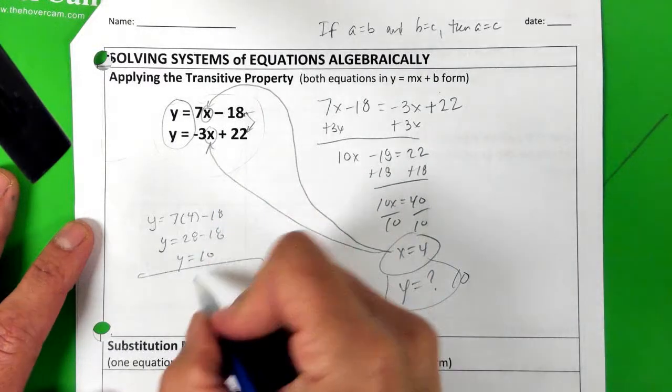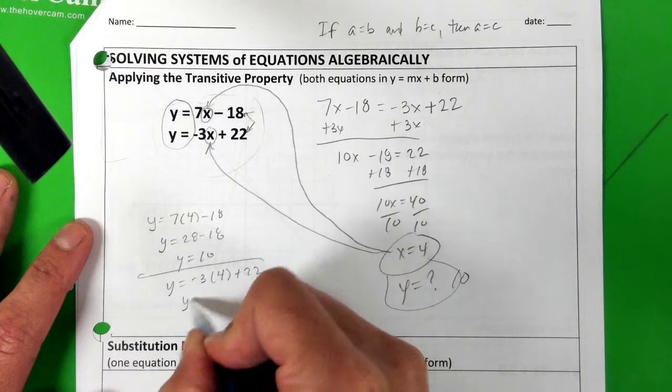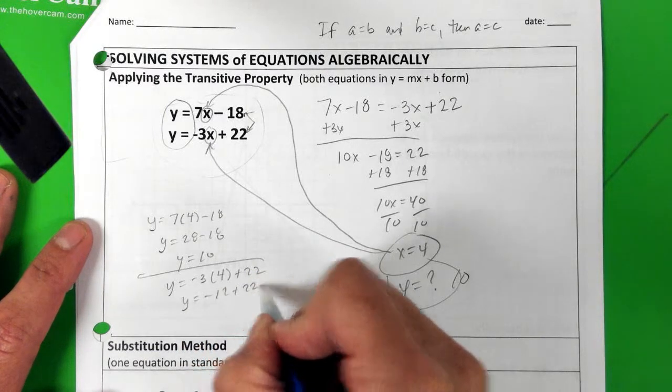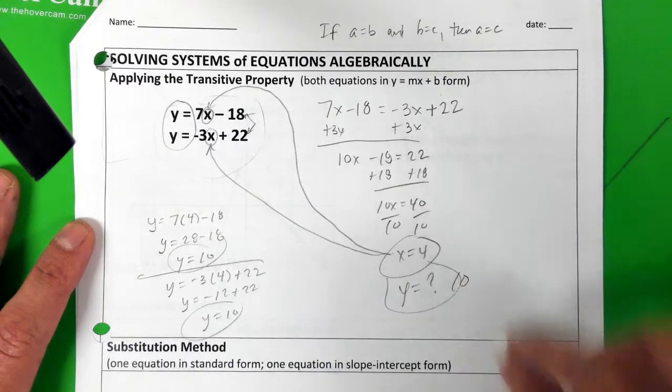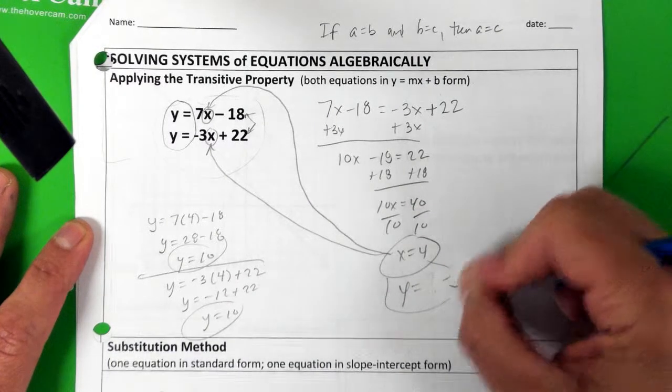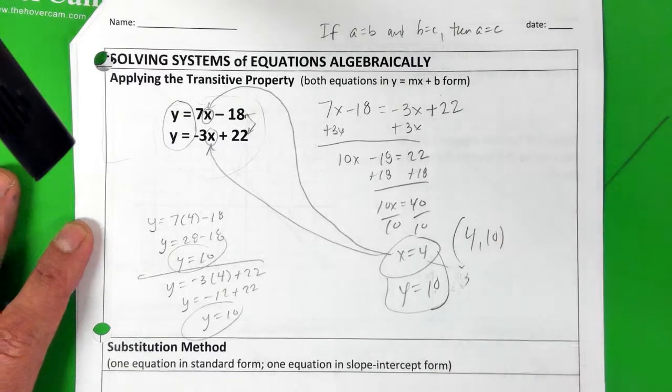Let's see if it works in the other one as well. Negative 3 times 4 plus 22 would be negative 12 plus 22, which is also 10. So our y coordinate of our solution is, in fact, 10. These lines would intersect at 4, 10.